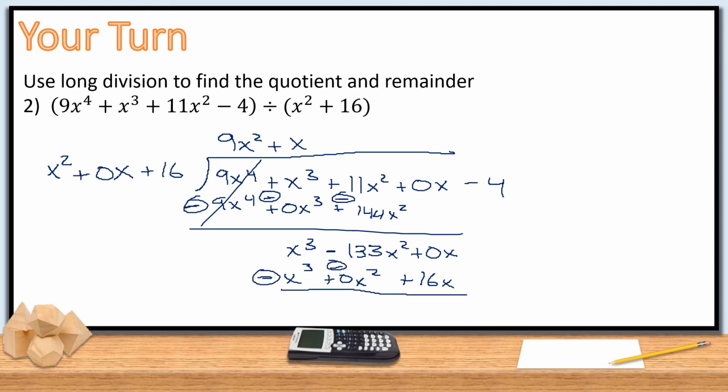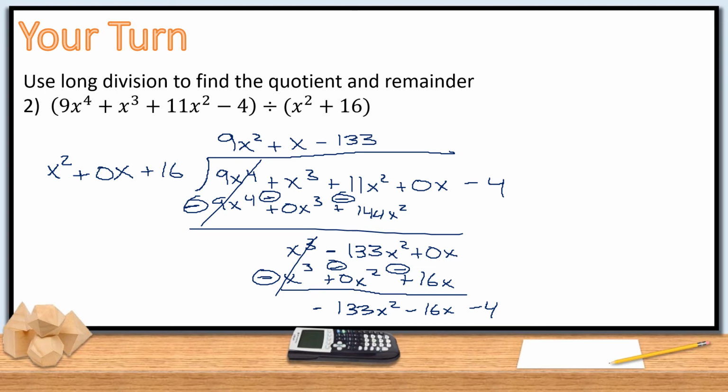Subtract, subtract, subtract. So the x cubes cancel. We get still a negative 133x squared, and then we've got a minus 16x and then a minus 4. X squared times what is negative 133? X squared is minus 133.